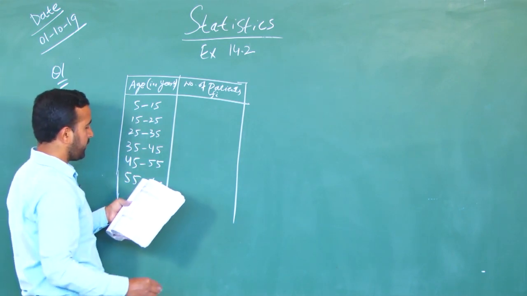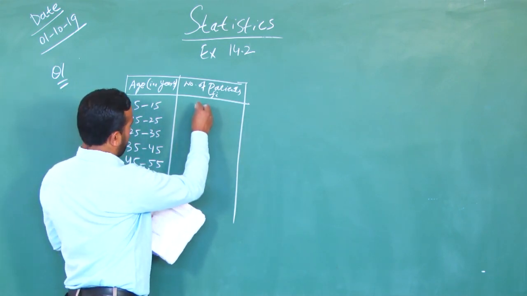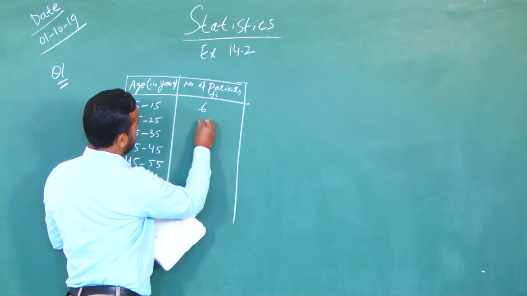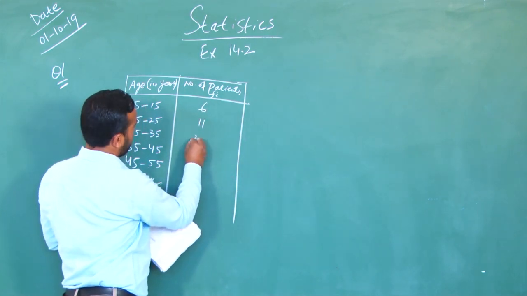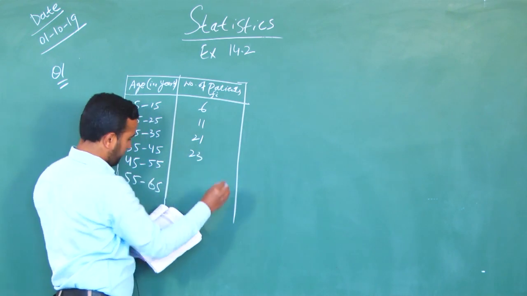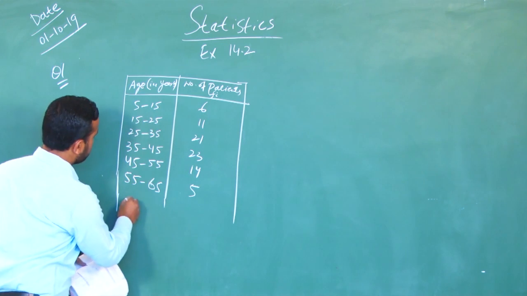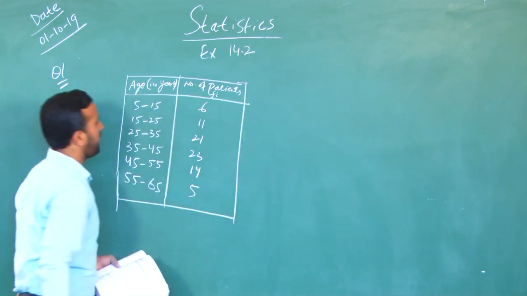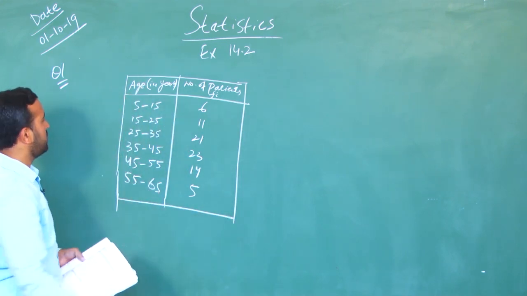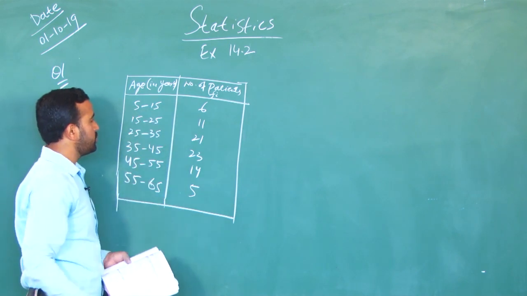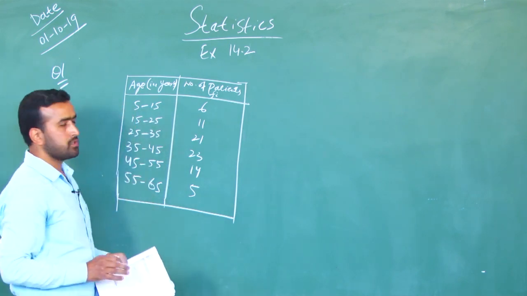Now the frequencies: the first one is 6, 11, 21, 23, 14 and 5. This is the table. We don't have to add more columns. We simply have to choose, out of the given values, first the modal class.